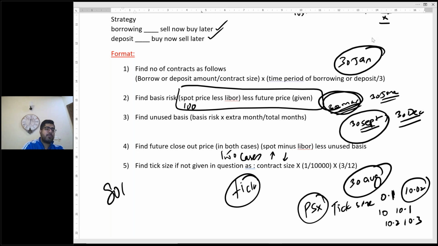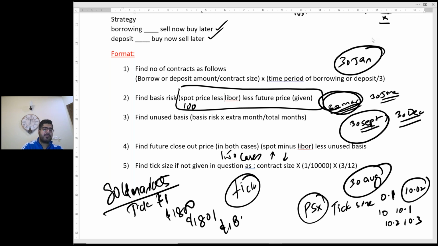Let's suppose in gold markets, tick is $1. That means the minimum fluctuation in gold price can be $1. So if gold is at $1,800, it can be 1801, 1805, 1806. It can never be 1802.3. It cannot move by 0.3 because of the tick fluctuation.